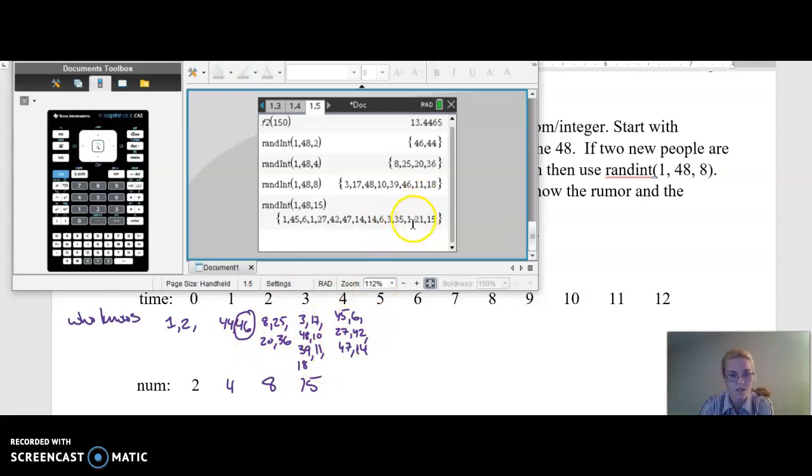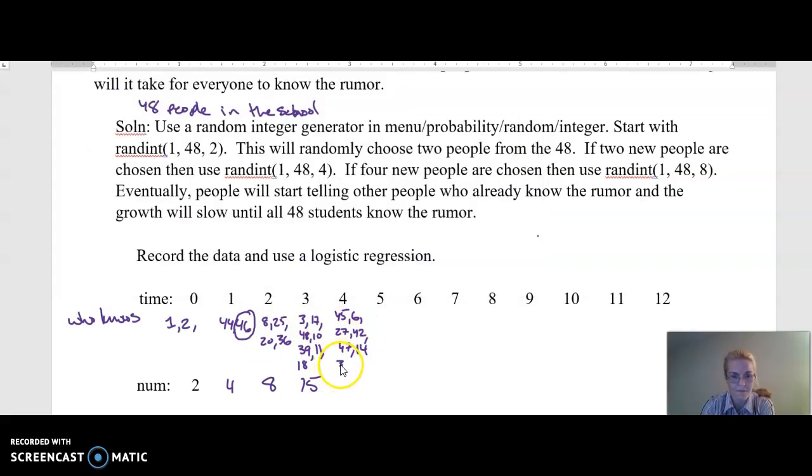1 has already been told. 21 is new. So 35, 21, and then 15 is also new. So those are the new people who had not yet heard the rumor.